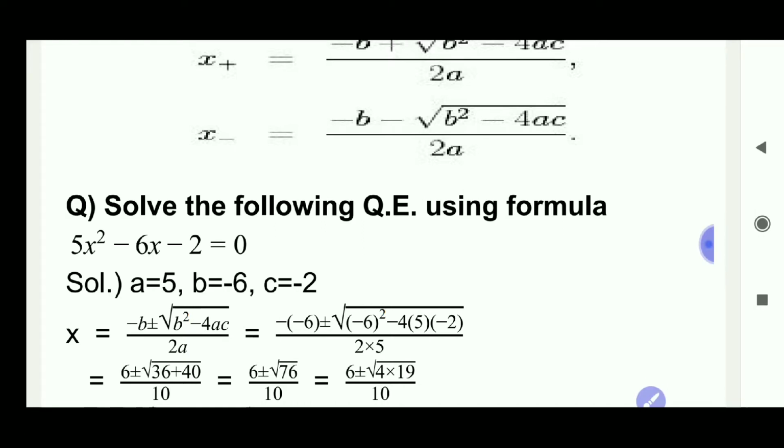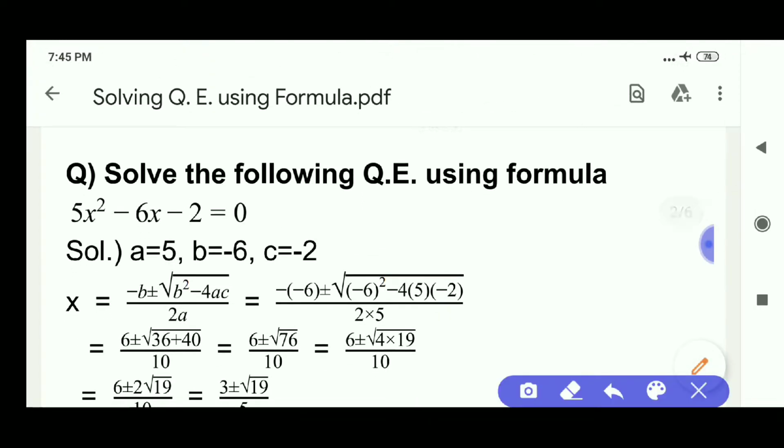The first question is: solve 5x square minus 6x minus 2 is equal to 0. What is a here? a means x square coefficient, that is 5. b means x coefficient, that is minus 6. What about c? c is the constant, that is minus 2. So a is 5, b is minus 6, c is minus 2.